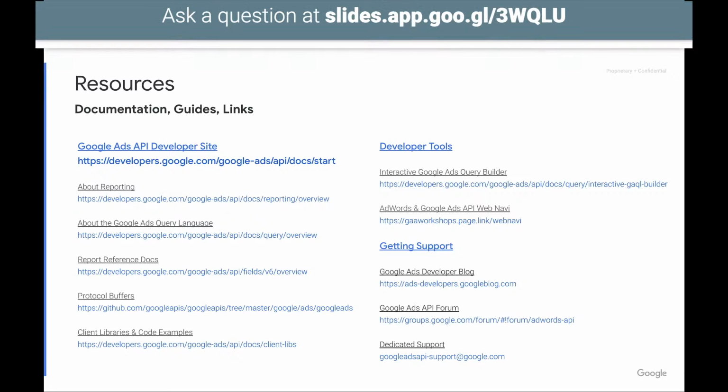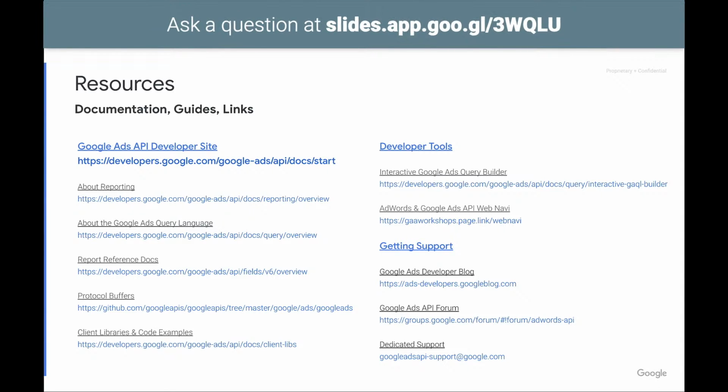As you can see here on the left, more information about reporting. There are some guides there about reporting, about the Google Ads query language, the reporting reference docs, which we've looked at several times today, the protocol buffers, which I just mentioned, and then finally we have a ton of code examples in our client libraries, which you can take a look at in order to see how we construct all of these search and search stream requests. For example, that get keyword stats example that we went through earlier is available in all of our client libraries.